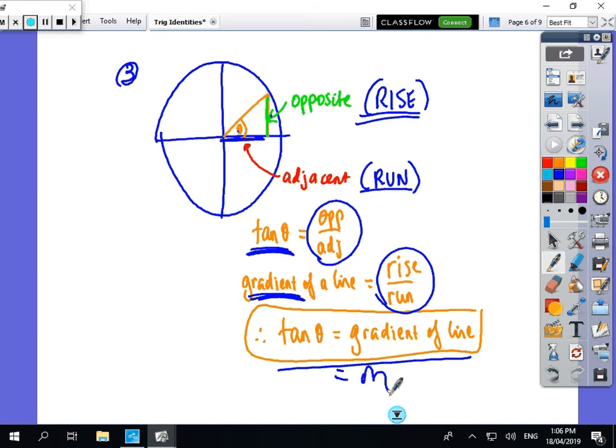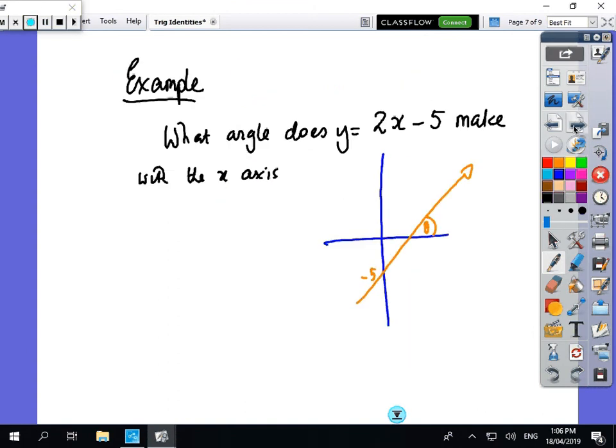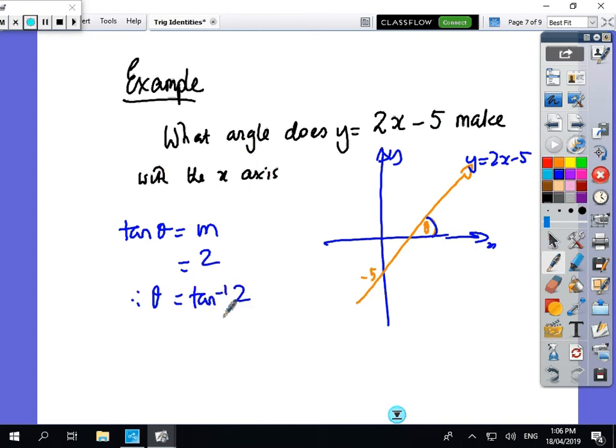We don't copy that, copied on the first page. Look at an example. Okay, what angle does y equals 2x minus 5 make with the y-axis? So there's my line, y equals 2x minus 5. And we're looking for what angle that is. So tan theta equals the gradient. The gradient equals 2. So therefore theta equals tan minus 1, 2.